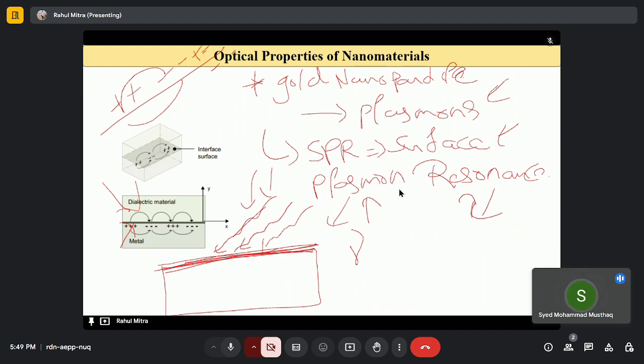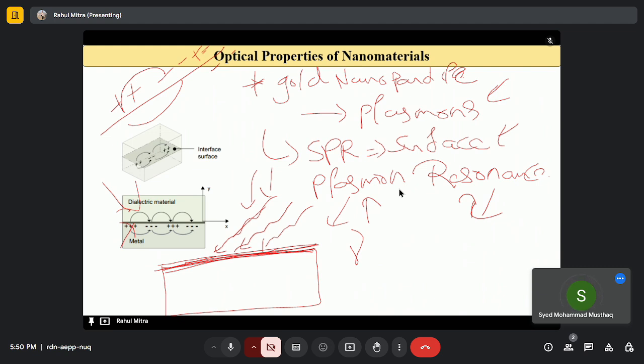So, even though there is an interaction between the photons and the surface plasmons, there is a creation of oscillating positive and negative fields, which is nothing but the electric field that is trapped in the surface of the material. Now, even though there is the interaction, the surface cannot emit this electric field.